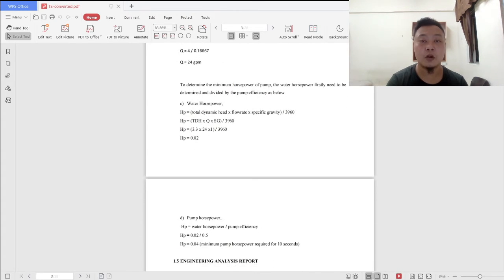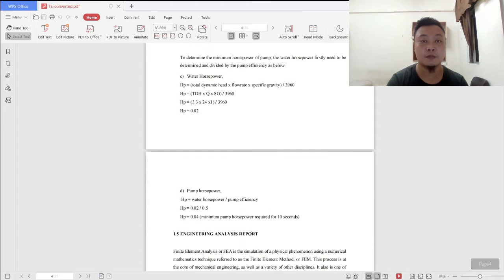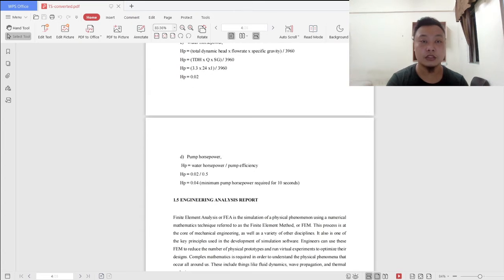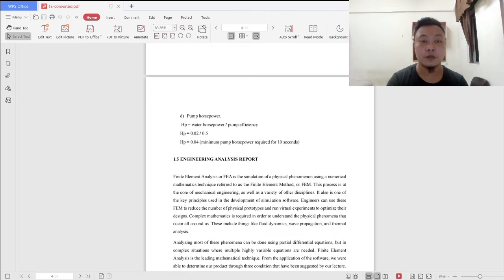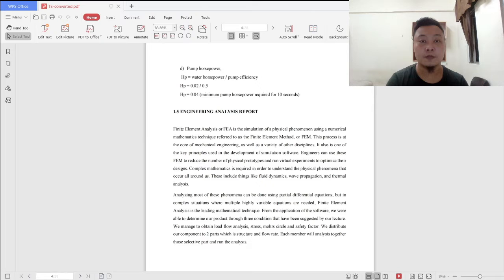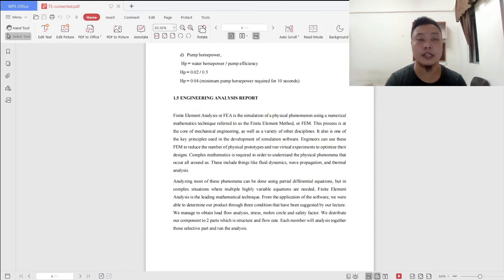To understand the minimum horsepower of the pump, the water horsepower first needs to be determined and divided by the pump efficiency. For the water horsepower, the formula is total dynamic head times flow rate times specific gravity over 3960. The answer we get is 0.02 horsepower maximum. For the pump horsepower, the formula is water horsepower over the pump efficiency. The answer is 0.04 minimum pump horsepower required for 10 seconds.